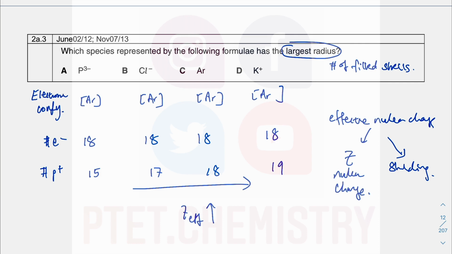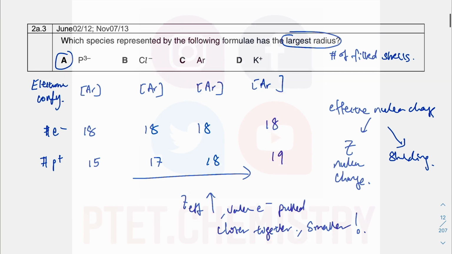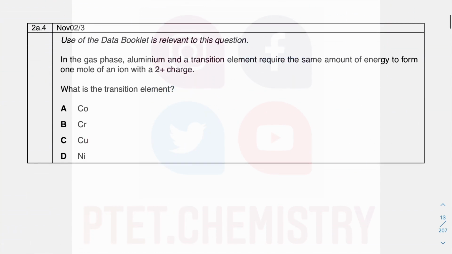When your effective nuclear charge gets stronger, your valence electrons are pulled closer. Imagine they are being attracted more to the nucleus and therefore a smaller size. These are ions, it gets smaller. These are atoms. But in terms of the largest radius, it is going to be A, because of this trend where Z effective increases. This is the weakest Z effective, and therefore this is the one with the largest radius.